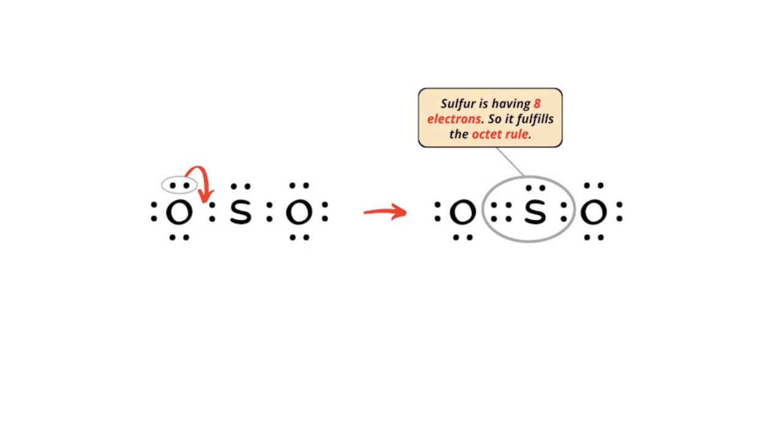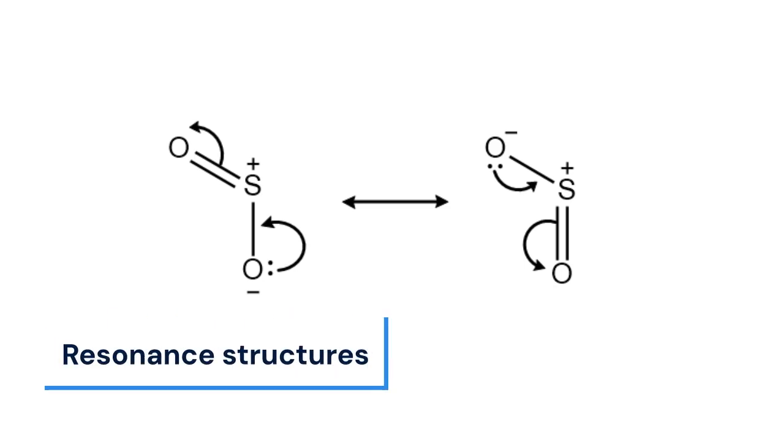But here's the interesting part. We can do this with either oxygen, so we actually get 2 valid structures. These are called resonance structures. The real molecule is not just one or the other. It's a resonance hybrid, a blend of both.